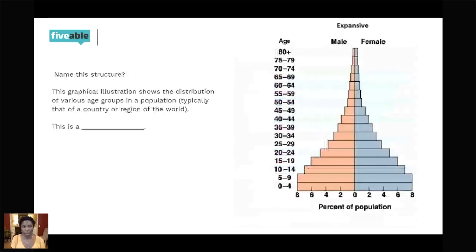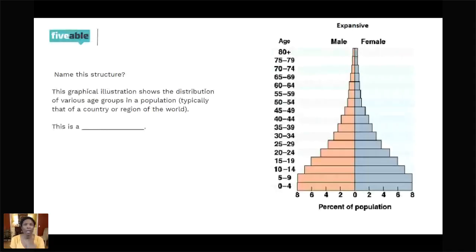All right. The next thing that you should have taken a look at is this fancy little thing right here. Can you name this structure? So you should have taken a look at this in your population and migration unit. Can you tell me what this thing is?